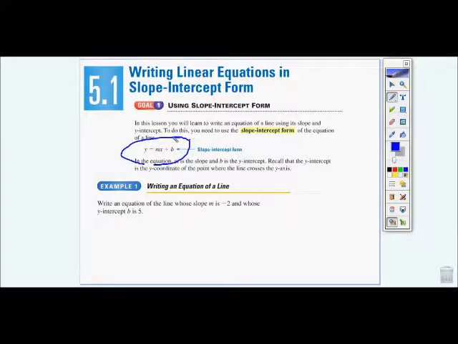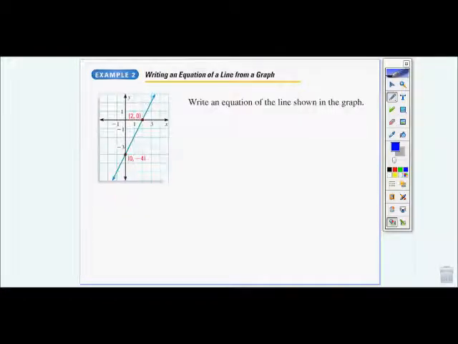So in example 1, they're going to ask us to write the equation. They give us the slope, and they give us the y-intercept. And so all we need to do is plug it into that equation. So we have y equals, m is negative 2, that's the coefficient of x, and then our y-intercept is a positive 5, so it will be plus 5. Pretty simple stuff so far.